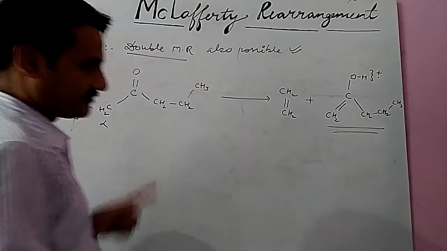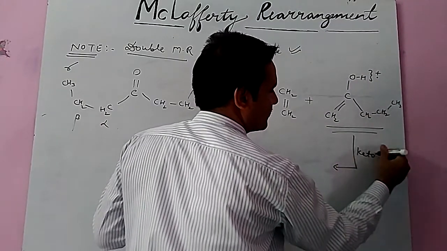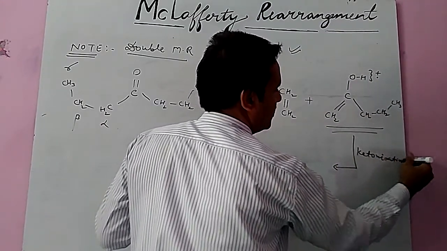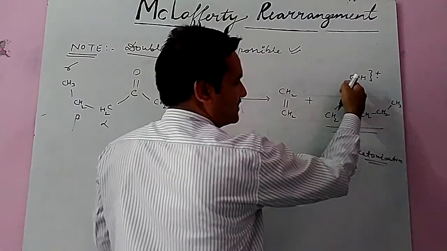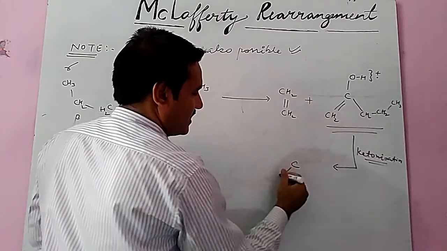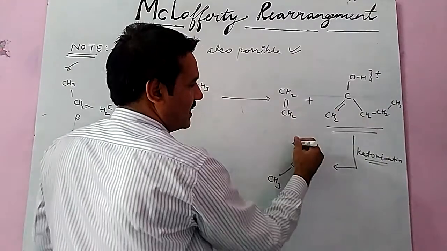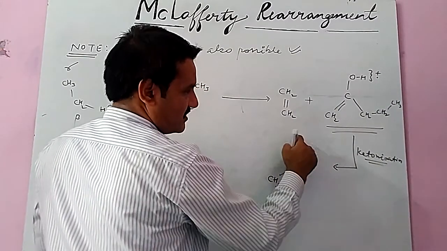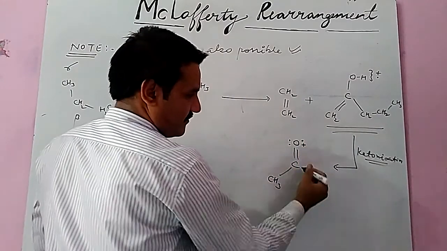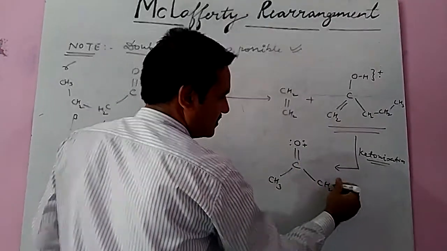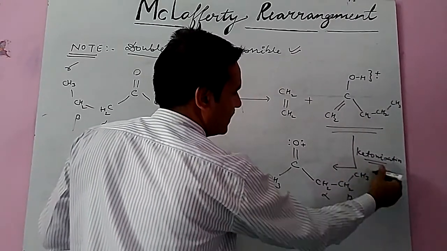In the second case, again this enol form first converts into keto form, ketonization. H transfer here and bond transfer here. Then what will happen? C here converts into CH3. In this case, converts here to double bond O. Similarly, 1, 2, 3 and positive charge, and then CH2 and CH3. Check it: alpha, beta and gamma hydrogen.